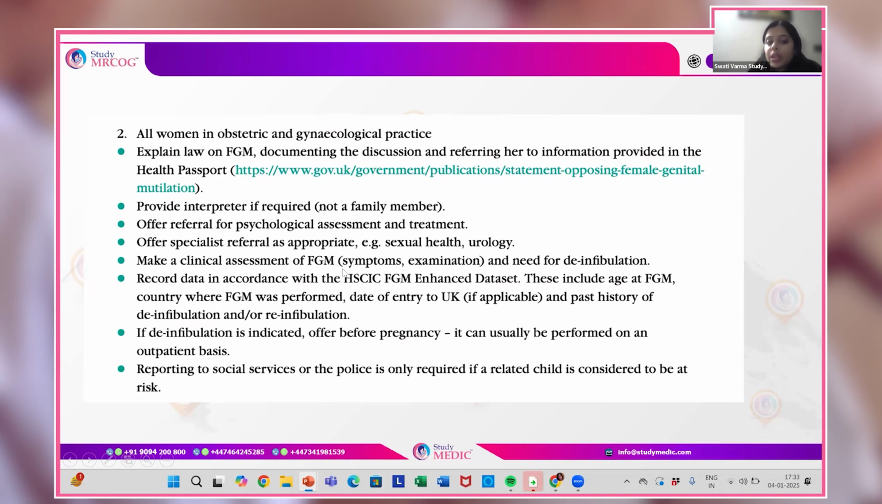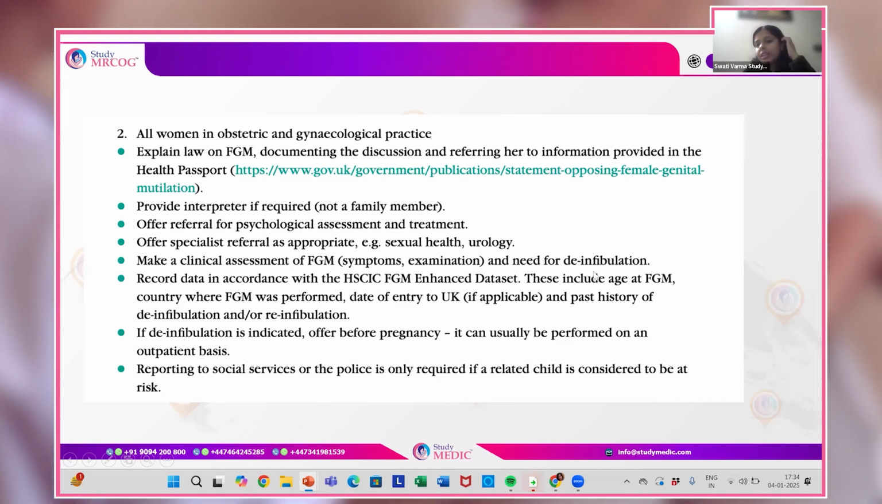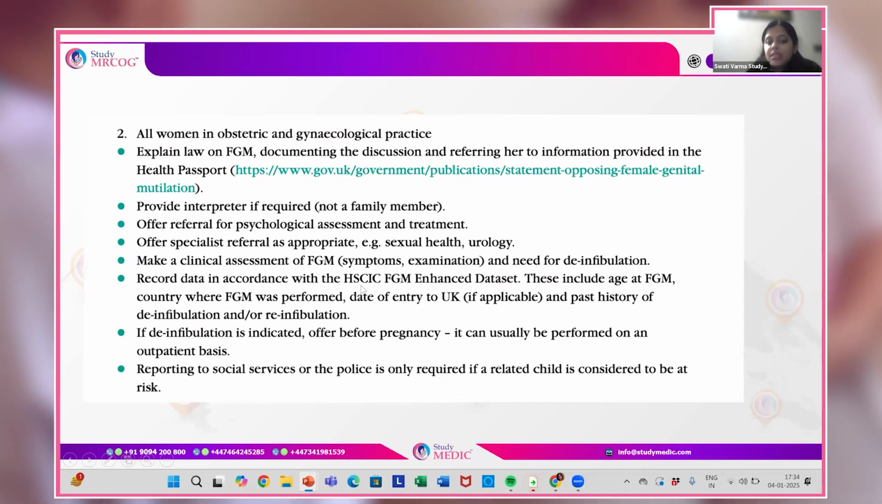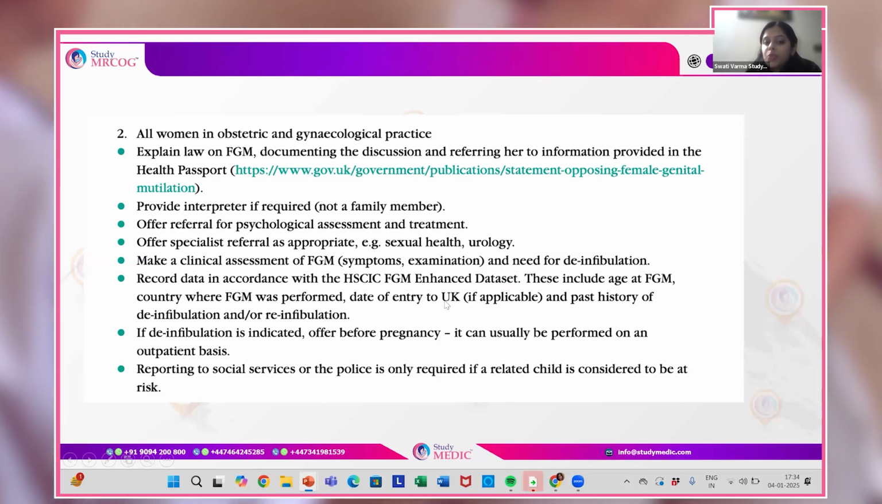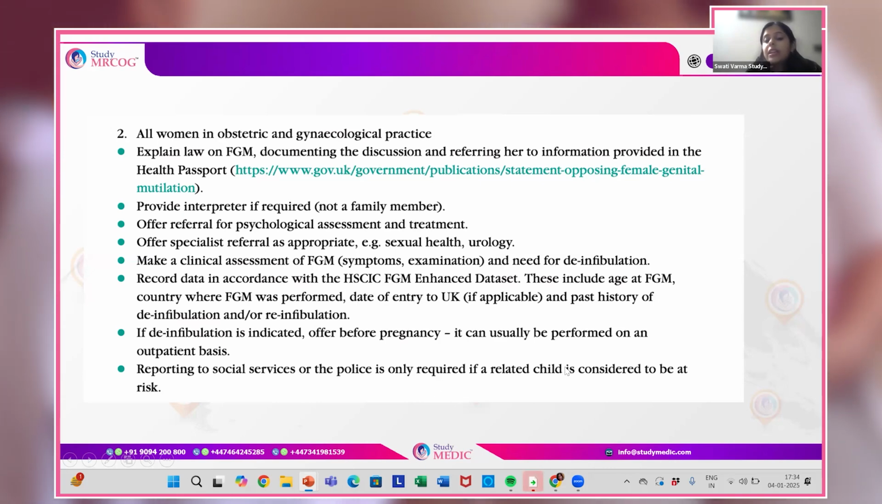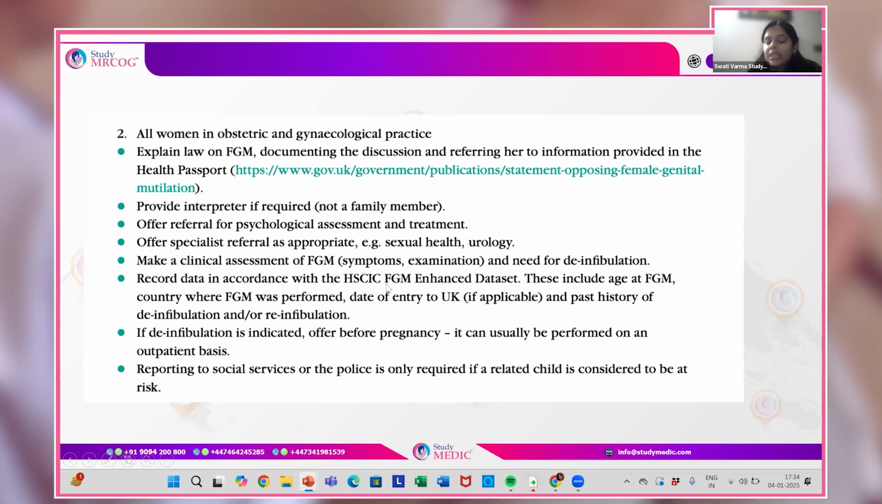But in context of FGM, what needs to be done? Clinical assessment needs to be done. And since she hasn't been sexually active, the need for de-infibulation is dicey here. But record data in accordance with HSC-IC FGM enhanced data set. This is a must. This should include age at FGM, country where it was performed, date of entry to UK, and past history. Reporting to social service or police is only required if a related child is considered to be at risk. So no mention of any child here. So the best option is recording data in HSC-IC FGM enhanced data set without anonymization.